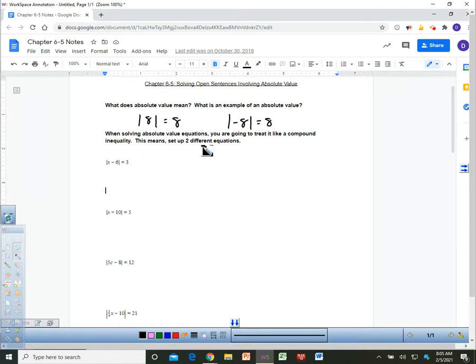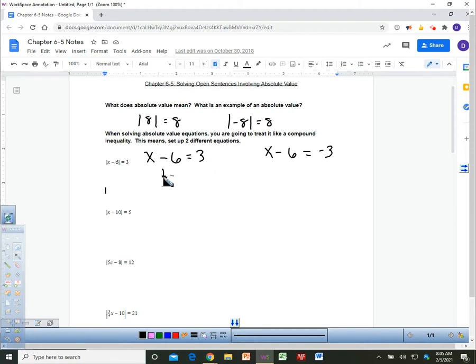Now, we're going to need to set up two different equations. The first equation we're going to need to set up is with the normal, okay, what they give us, x minus 6 equals 3. And then the other equation we need to set up is x minus 6 equals negative 3 because we need to find two absolute values that are 3 spots away from 0. So negative 3 is 3 spots away from 0 and 3 is 3 spots away from 0.